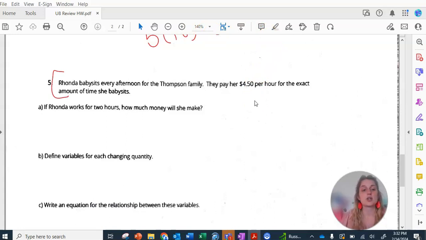Okay, if she worked for 2 hours, $4.50 per hour, 2 hours, how much money? Define the variable for each changing quantity. There are 2 things that could change here: the time she's babysitting and how much money she gets for babysitting. So choose a letter for each of those. That letter equals hours she babysits. That letter equals money she makes from babysitting. There are 2 variables that you just defined.